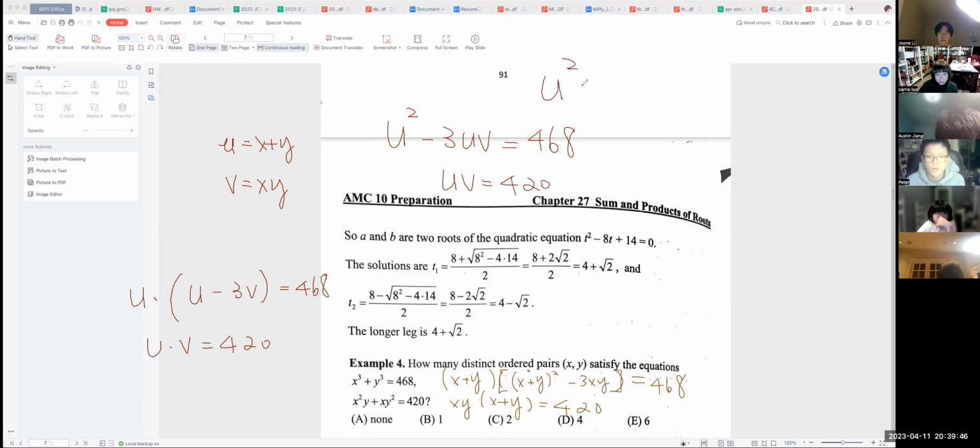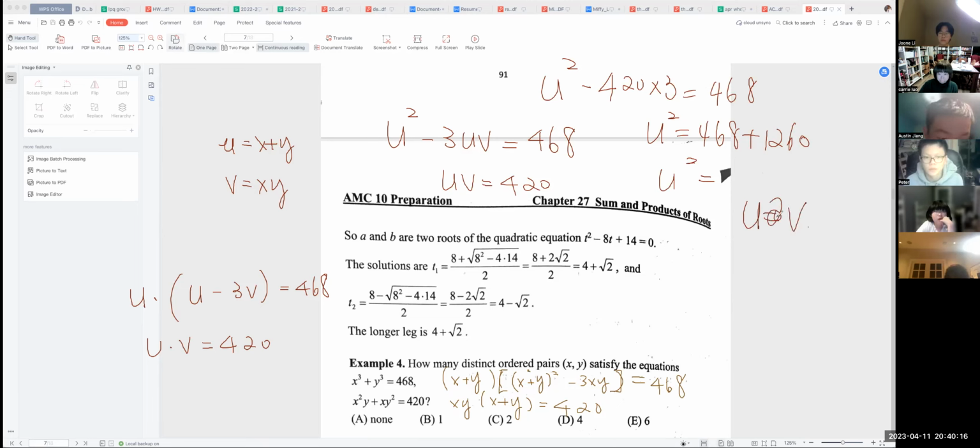那太简单了，u squared 是不是减去 420 times 3 equals 468. Correct? u squared equals 468 plus 1,260. So u squared will be a number, and you just find out what is u and what is v. Correct? And when you find out u and v, you just put it back, and you will find out what is x and what is y.